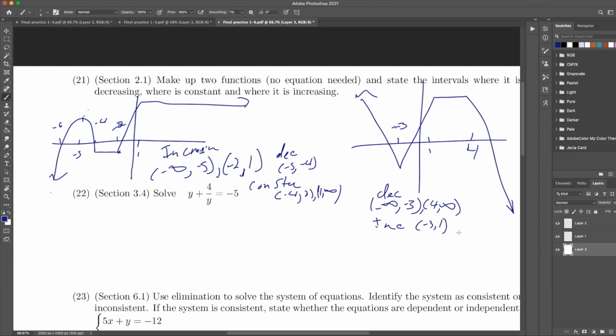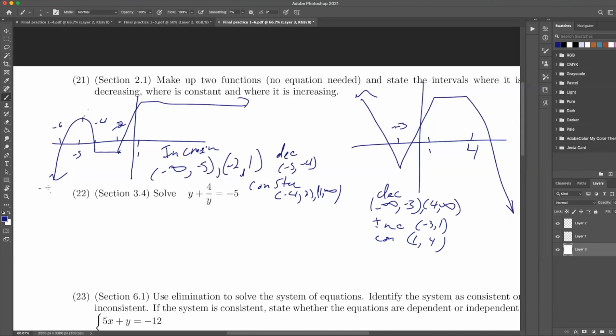Keyword should, right? And then it's constant, and then it's constant between 1 and 4. Okay, so for these, just make up any two. These are just two I made up.